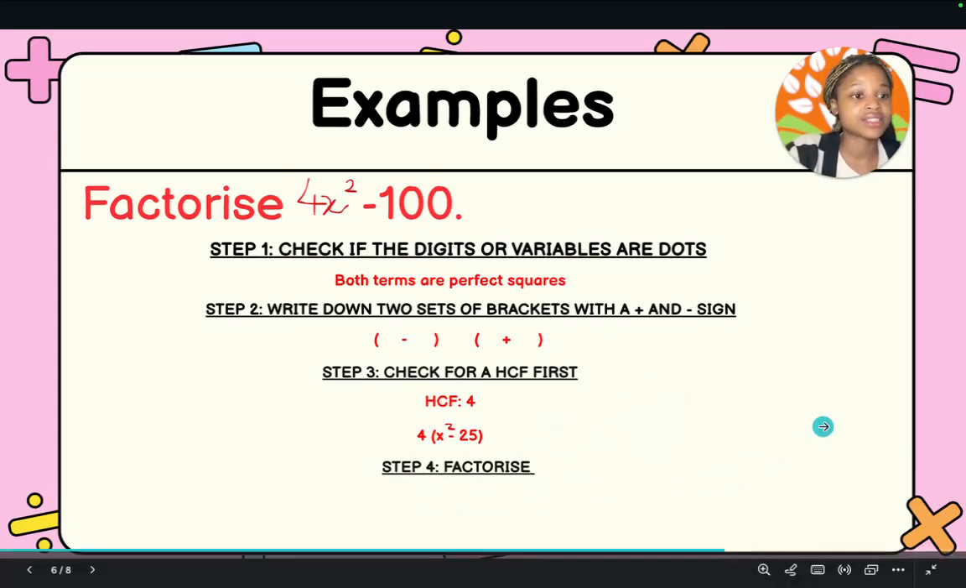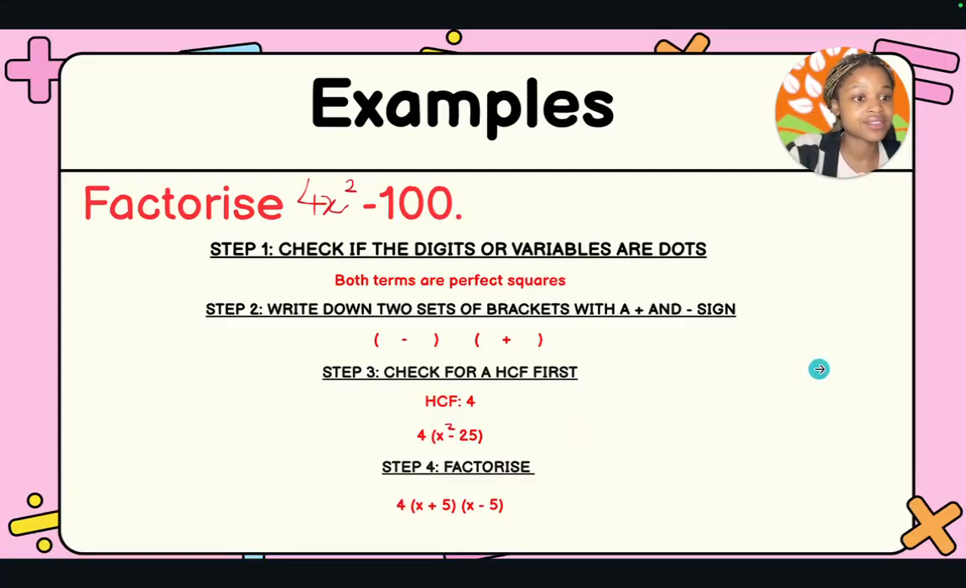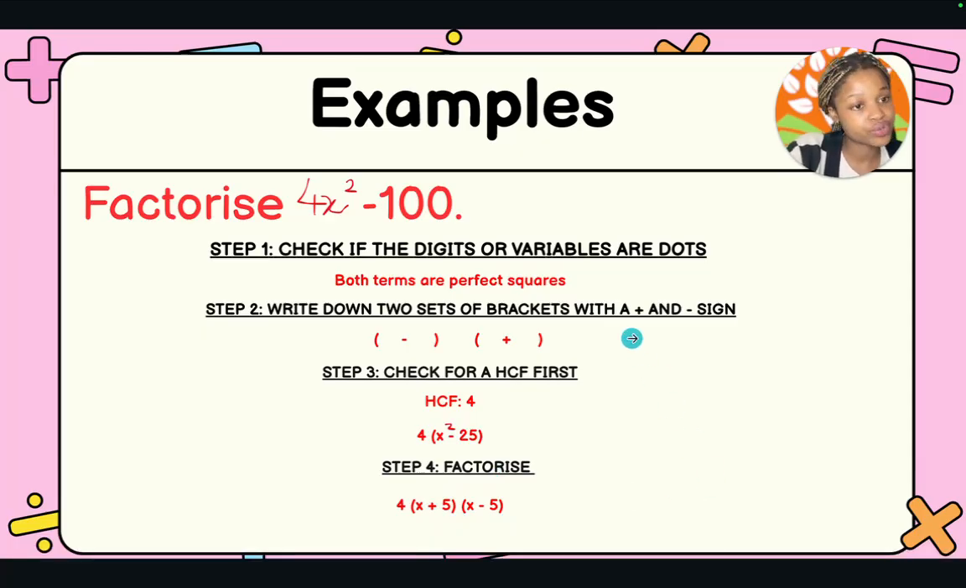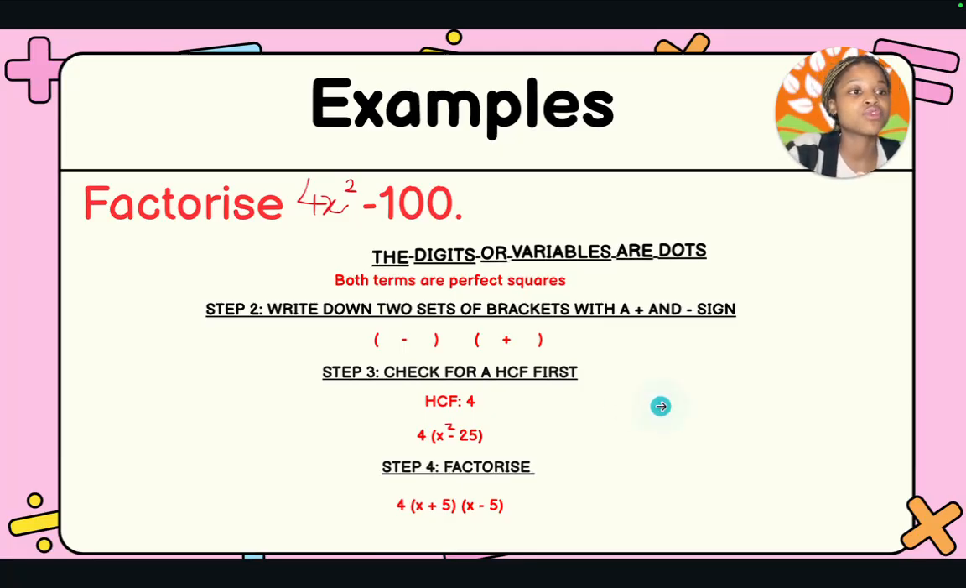Then we factorize. Okay, now we factorize. The 4 still stays outside, but we need to factorize the x squared minus 25 with our brackets, x plus 5, x minus 5. And this is the final answer. So you still have to check for a highest common factor. The reason we didn't check in the previous example is because it was just x squared, and so there was no x in the other term.